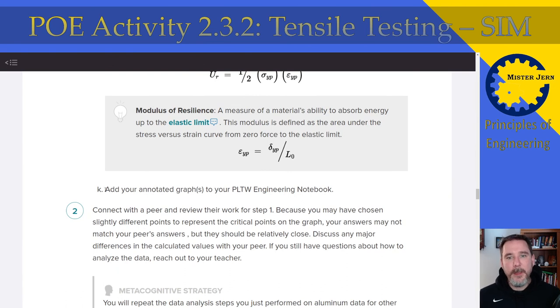Okay, then letter K is just to take that annotated graph that you made and add it to your engineering notebook. Ideally you should have a printout and you can just cut it out and tape it in there, whatever. Can't do that? Let me know. We'll work something out.